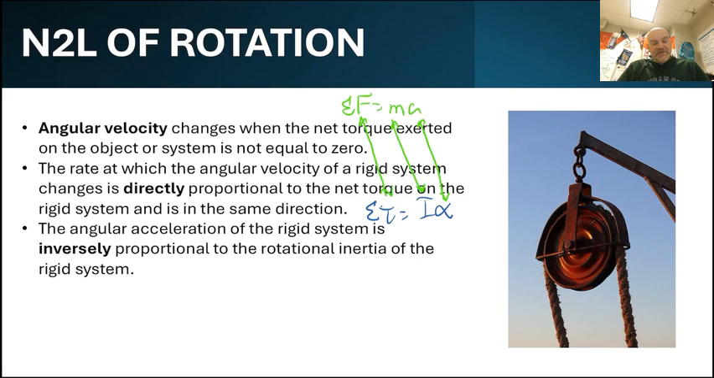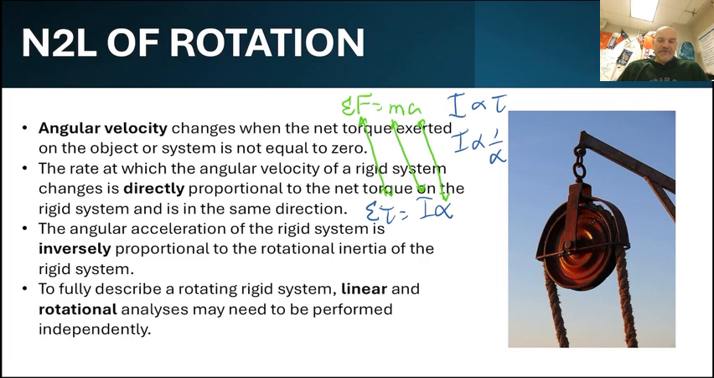So the angular acceleration of a rigid system is inversely proportional to the rotational inertia of the system. Alpha is directly proportional to the net torque and inversely proportional to I. Those are our two main relationships. And to fully describe a rotating system, the linear and rotational analysis may need to be performed independently.